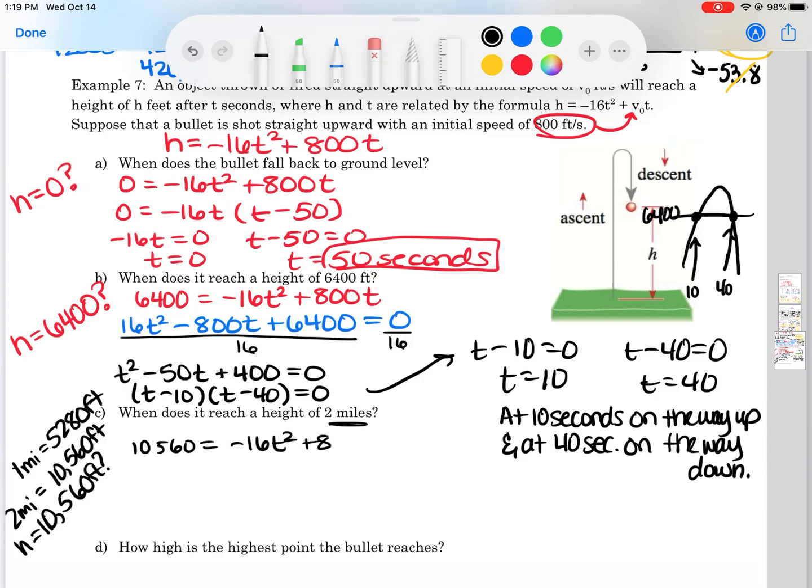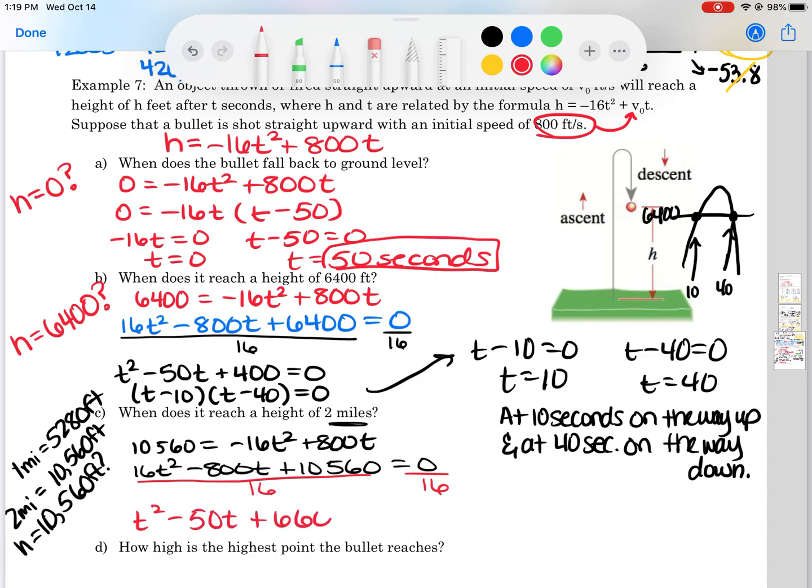Okay, so let's plug it in. So 10,560 is equal to negative 16t squared plus 800t. And let's make this say equals 0. So 16t squared minus 800t plus 10,560 is equal to 0. And then what we want to do from there probably is the quadratic formula. Because of how messy this is, maybe we can divide by 16. That might work. Let's see. Yeah, that'll work. So we'll get t squared minus 50t plus 660 is equal to 0.